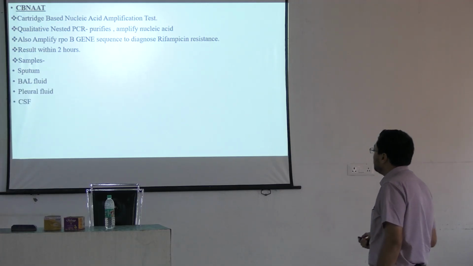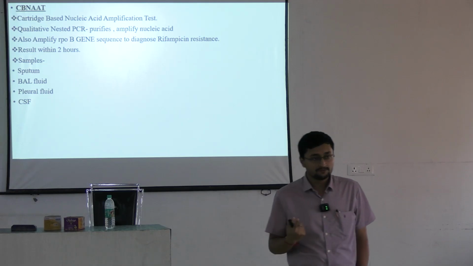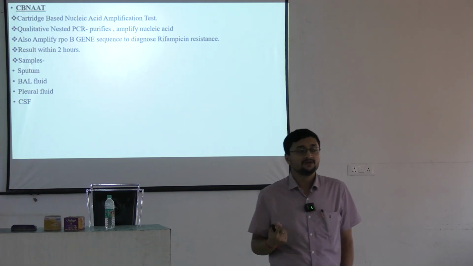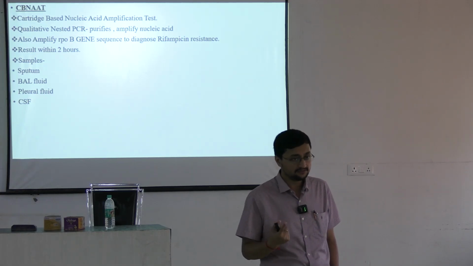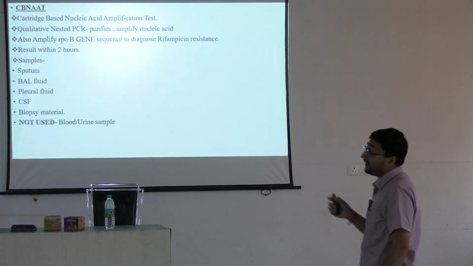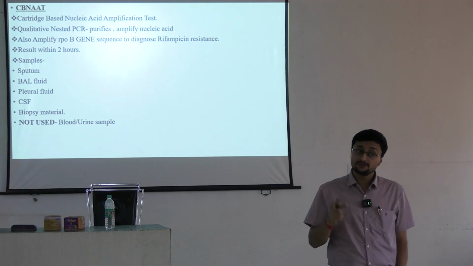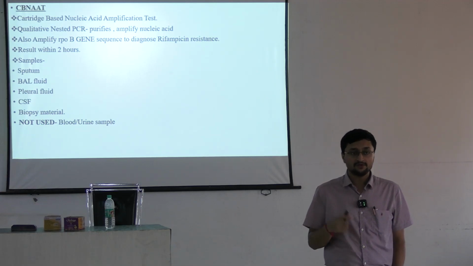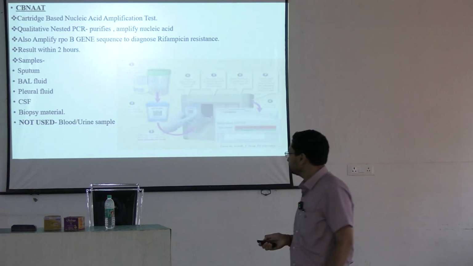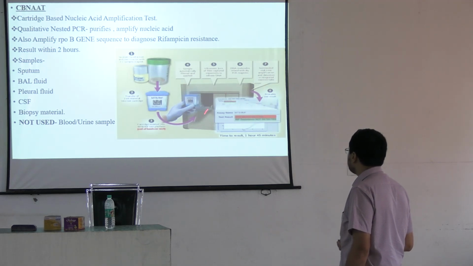Which sample can be processed? One is sputum, most importantly bronchoalveolar lavage fluid, you can process it. Second one is pleural fluid, CSF, biopsy material, but never use blood or urine sample, even stool sample cannot be used. This is the method of CBNAAT.